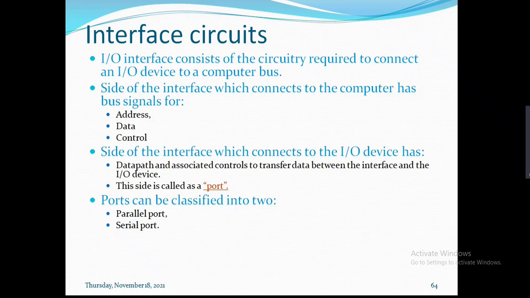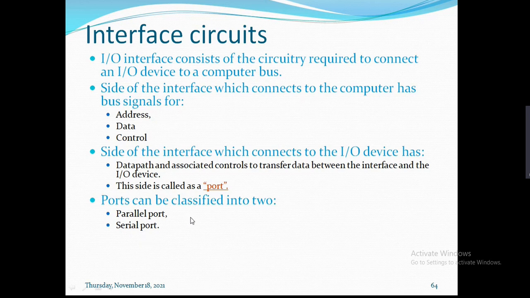Now, whatever device you take, it has to be connected to the bus. So how is it going to connect? For that it requires different types of ports. That port we call a parallel port and a serial port.